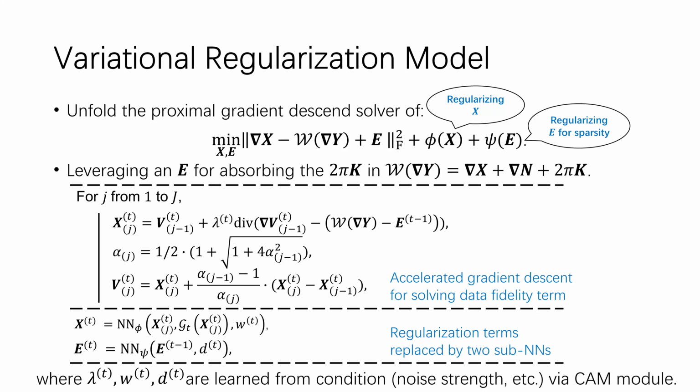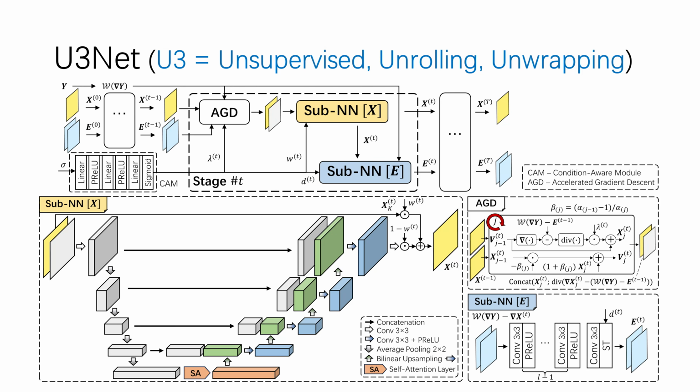We defined a variational model based on the gradient equation as follows. A variable E is introduced to absorb the 2k pi residuals caused by outliers. Sparsity is enforced in the regularization module for E. This model is unfolded using proximal accelerated gradient descent, with its parameters predicted by the CM module. Based on the model, we built a deep unrolling network called U3net as shown below.